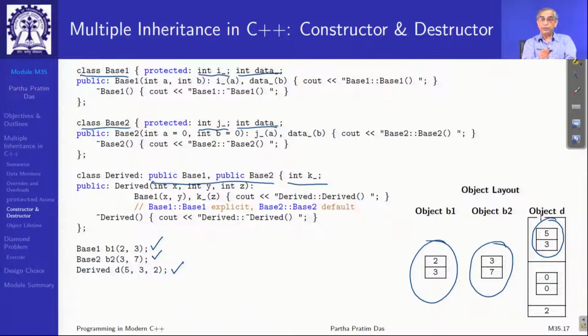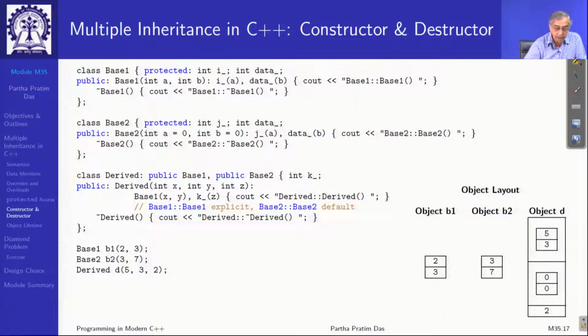Why will I get the base 1? Because the x y I have passed to base 1, that is, I have explicitly constructed base 1. If you look into this list, this is an important point, needs to be looked at. In the initializer list for the derived class, I have explicitly constructed base 1. I have used the non-default constructor of base 1, whereas I have not mentioned anything for base 2. It will also have to get constructed.